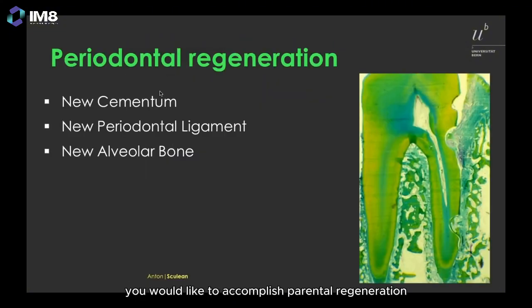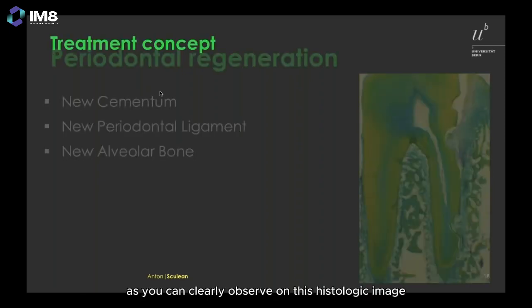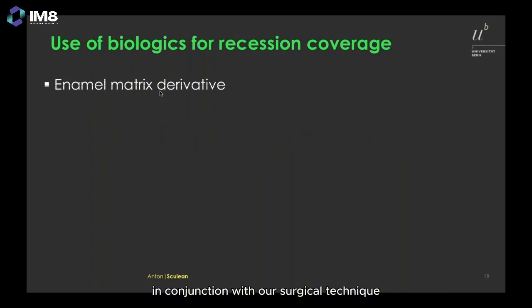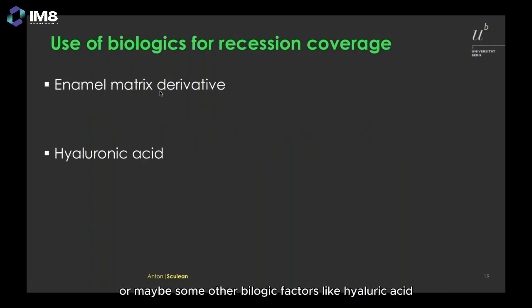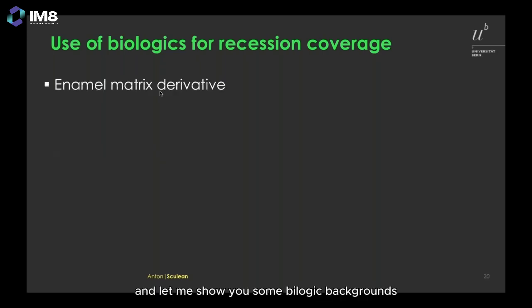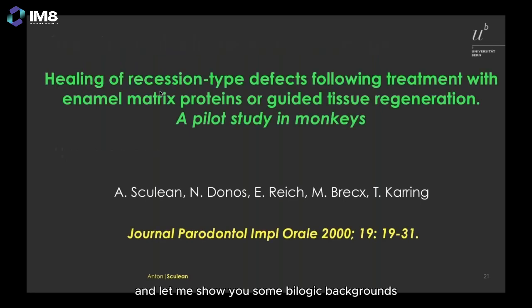For this reason, we would like to accomplish periodontal regeneration involving formation of cementum, periodontal ligament, and bone, as you can clearly observe on this histologic image. And we may use some biologic factors in conjunction with our surgical technique, and we can use, for example, enamel matrix proteins or maybe some other biologic factors like hyaluronic acid.